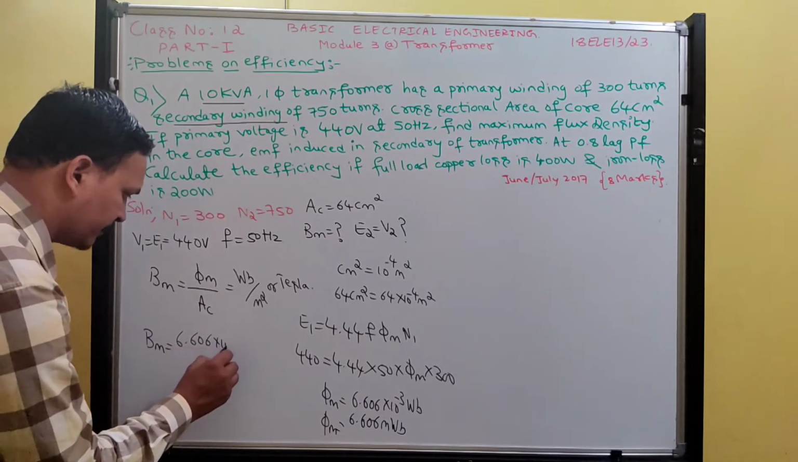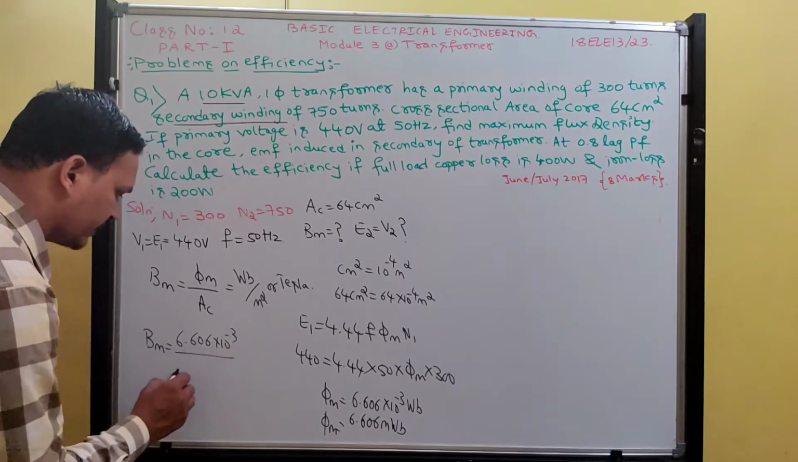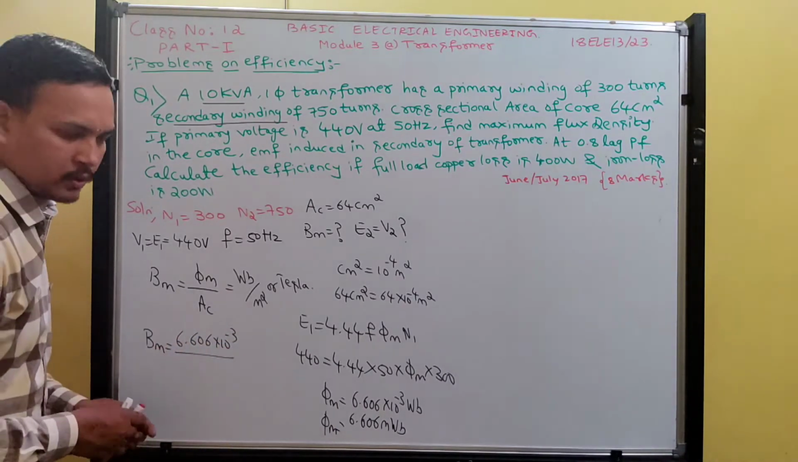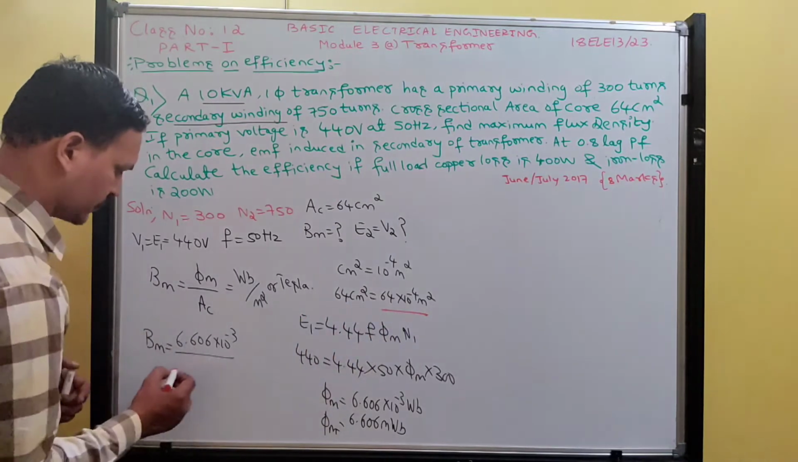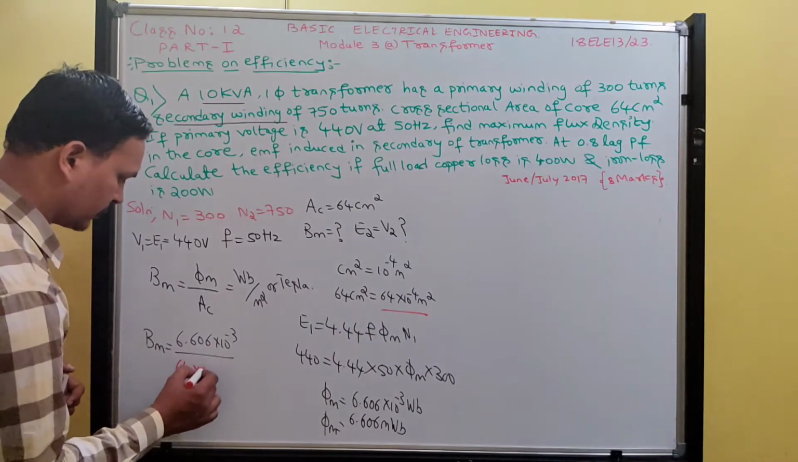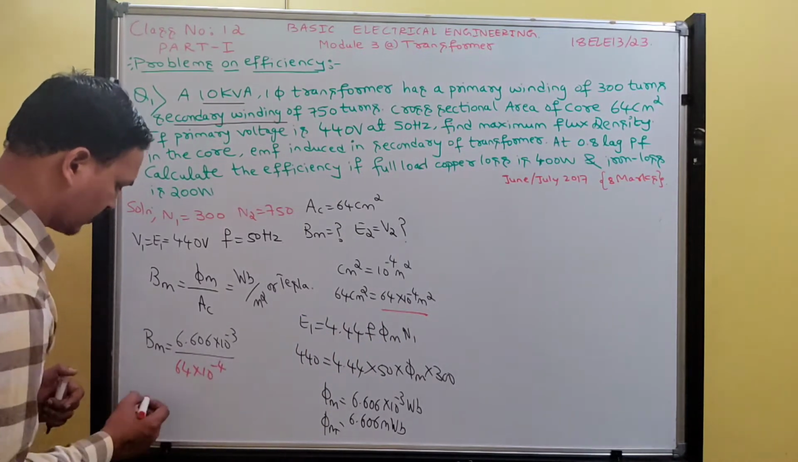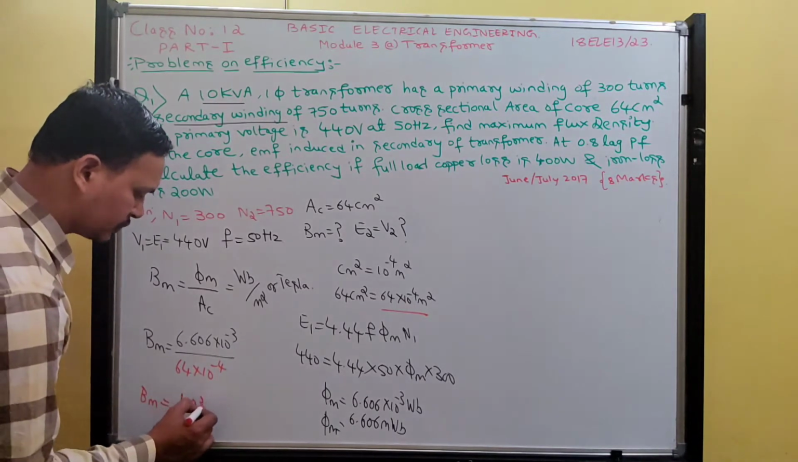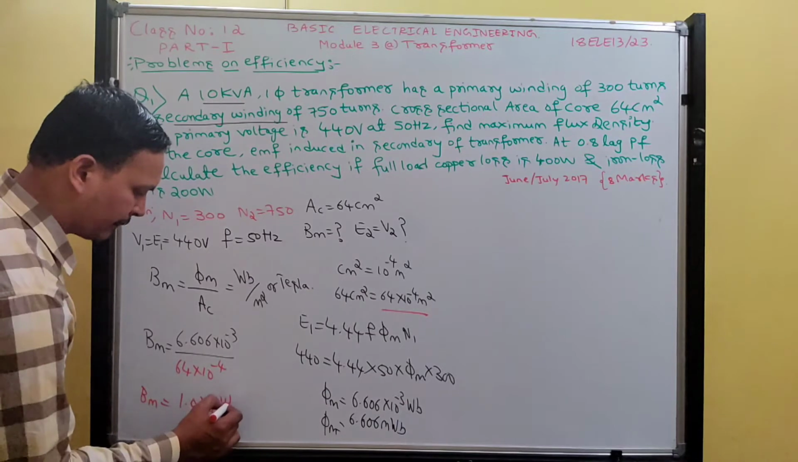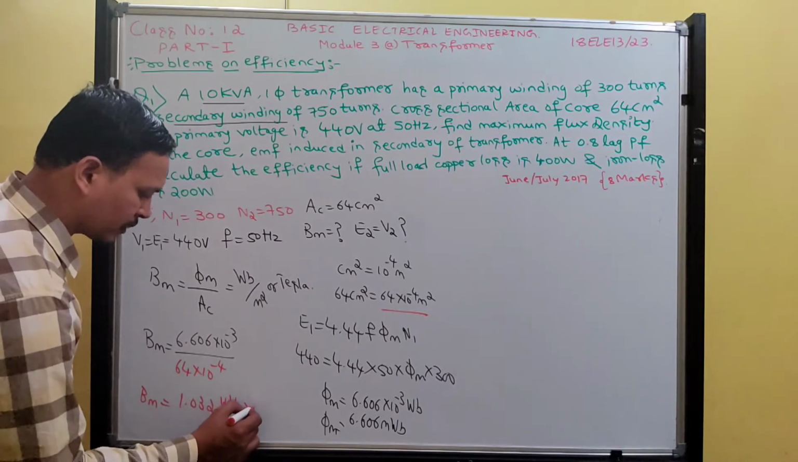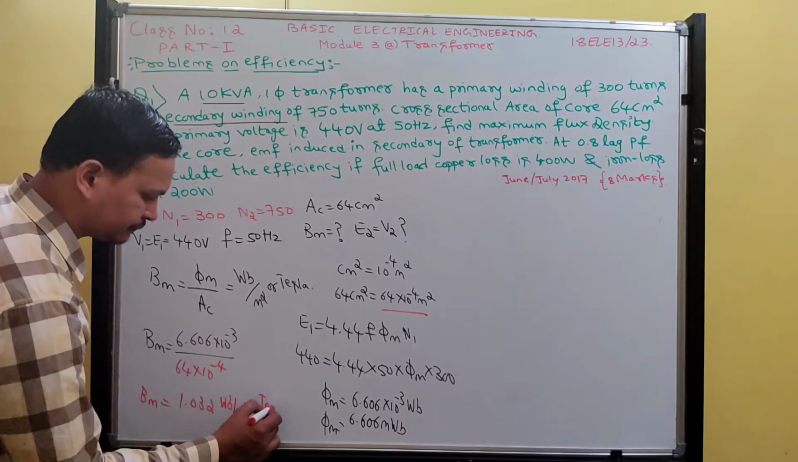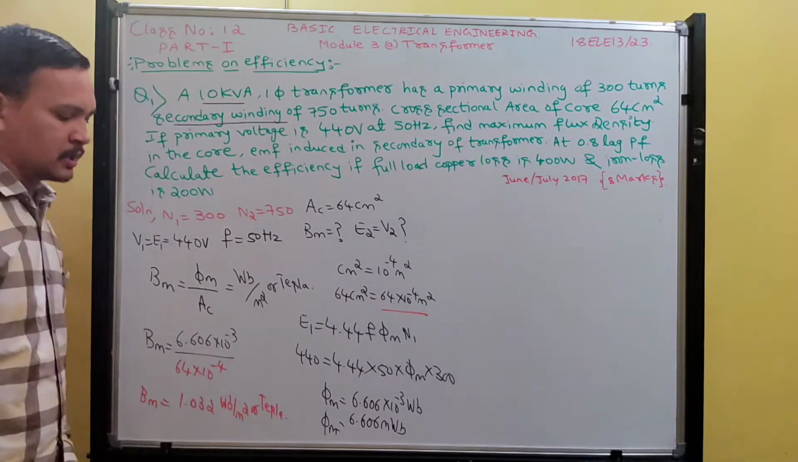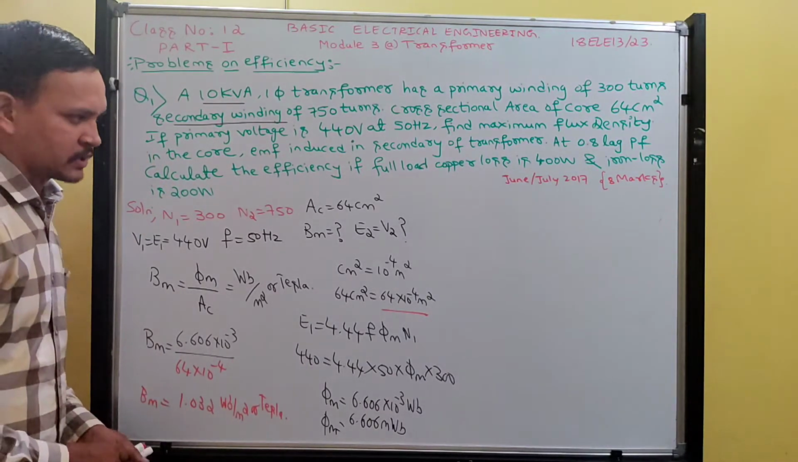6.606 into 10 power minus 3 divided by the area of the core. The area of the core, this one, is 64 into 10 power minus 4. Do it in the calculator and you will get 1.032 Weber per meter square or Tesla. Understood, guys? So this is the solution for the first question.